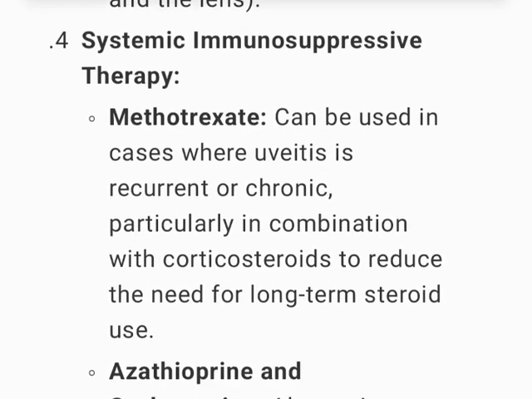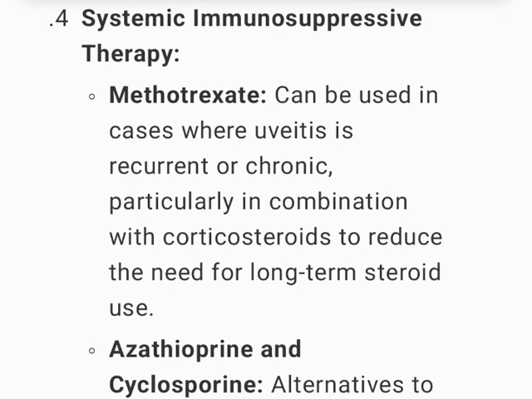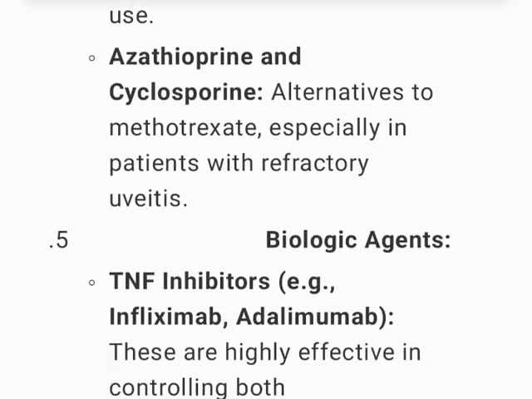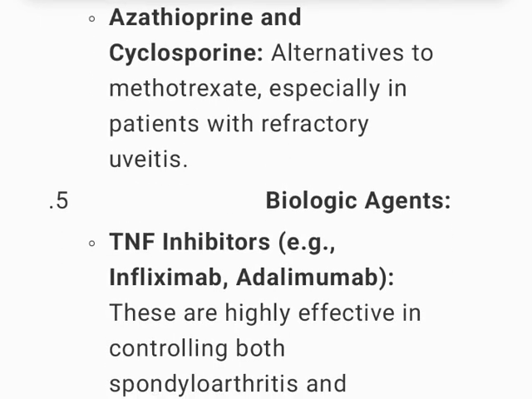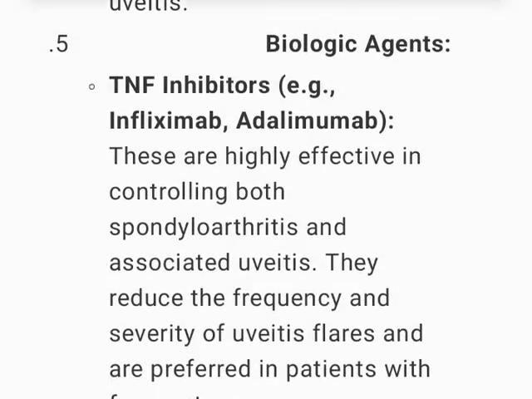4. Systemic immunosuppressive therapy. Methotrexate can be used in cases where uveitis is recurrent or chronic, particularly in combination with corticosteroids to reduce the need for long-term steroid use. Azathioprine and cyclosporine are alternatives to methotrexate, especially in patients with refractory uveitis.